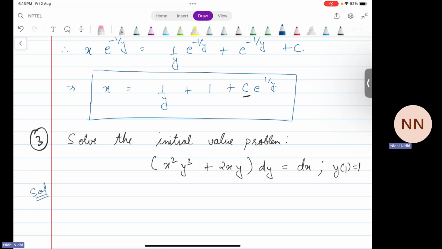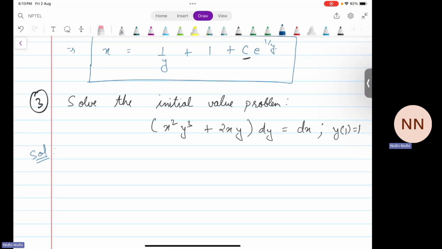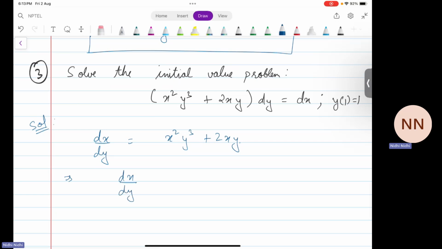Solution. We'll start with again simplifying the equation. You can see from here that dx by dy is equal to x square y cube plus 2xy. So one can clearly see that it is of the form Bernoulli's equation. Let me show you how. dx by dy plus minus 2y times x is equal to y cube times x square.